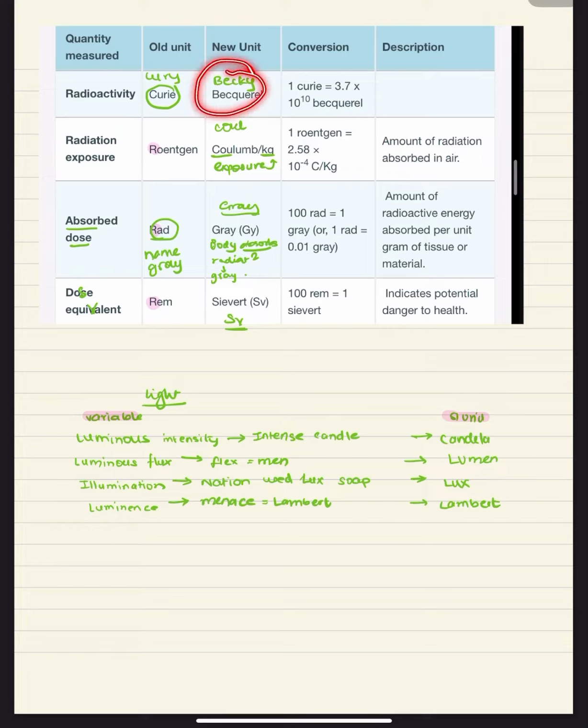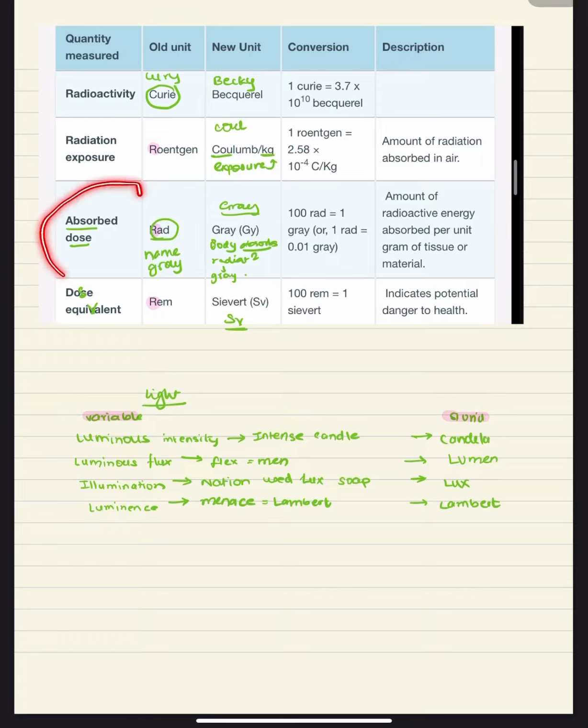Radioactivity, remember Becky? Becky is a girl who's very, very radioactive. So Becky stands for becquerel. Next, coming to radiation exposure. Exposure, you expose our body, so something in kg, okay, kg because we are weighed in kgs, and coulomb, okay, coulomb per kg is radiation exposure.